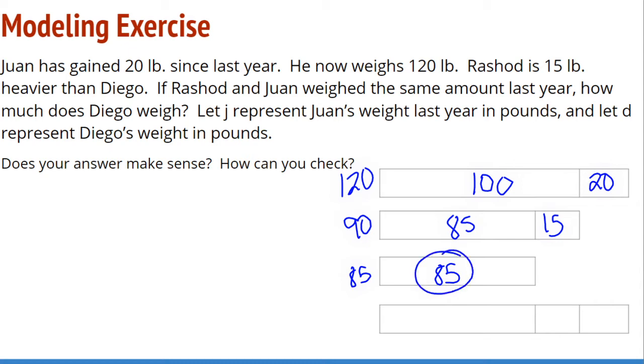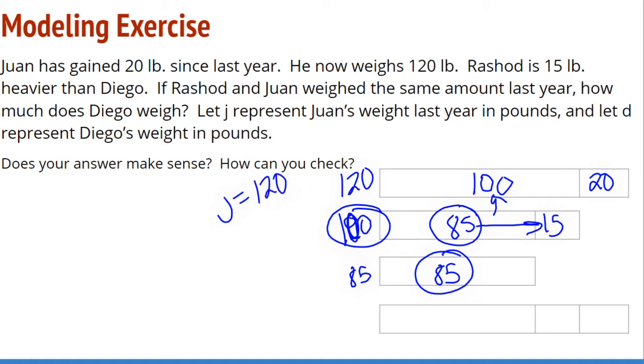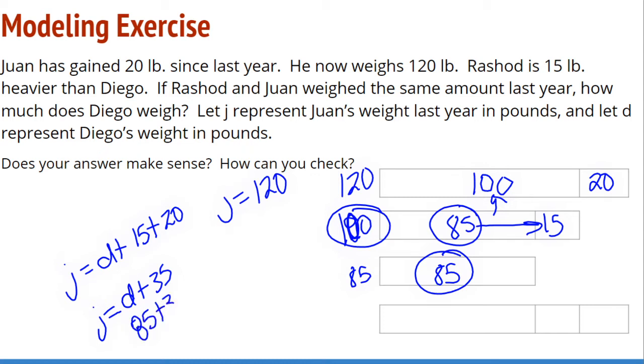If I put Diego's in here, and that's 85, and Diego's in here and add it together, I get Rashad at 90. Ooh, at 100. Boy, I'm really struggling there. And then I've got 100 plus 120, so Juan is equal to 120. So my equation, Juan is equal to Diego plus 15 plus 20. Juan is equal to Diego plus 35. And if I say Diego is 85 plus 35, I've got Juan is 120.